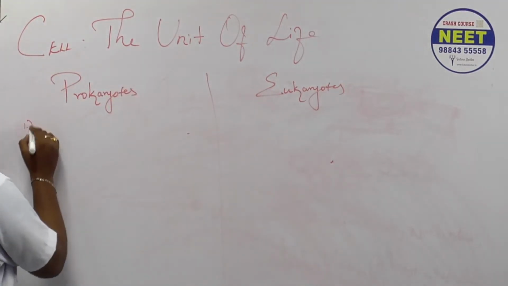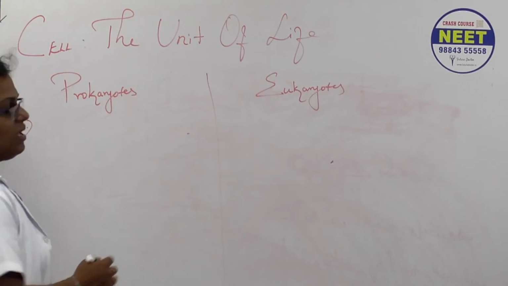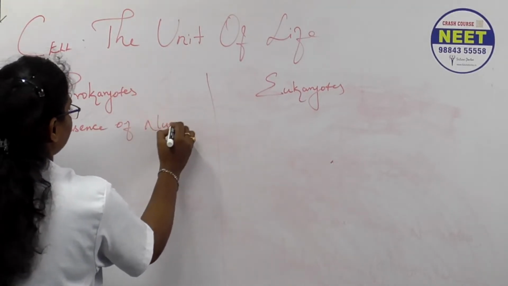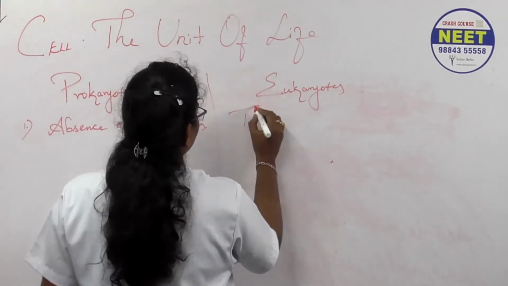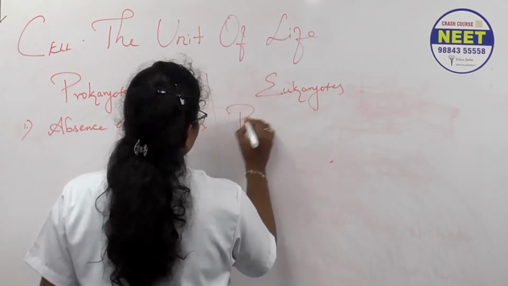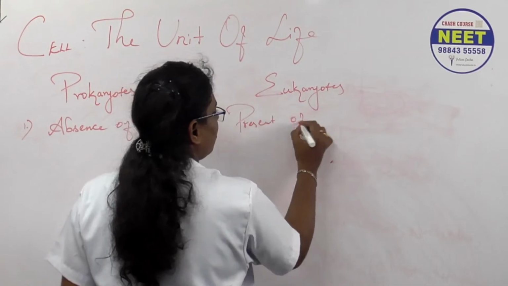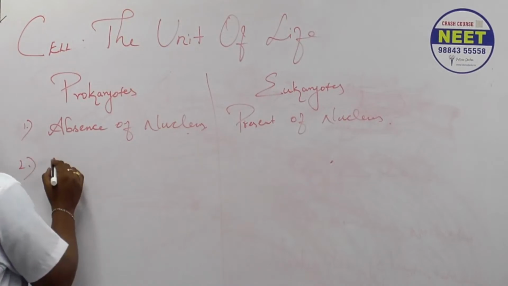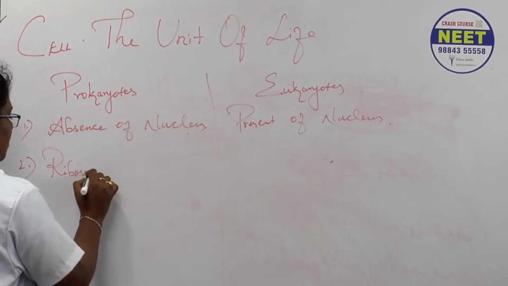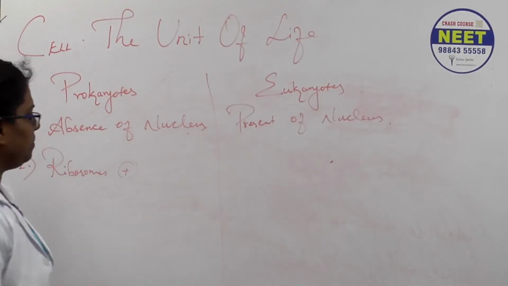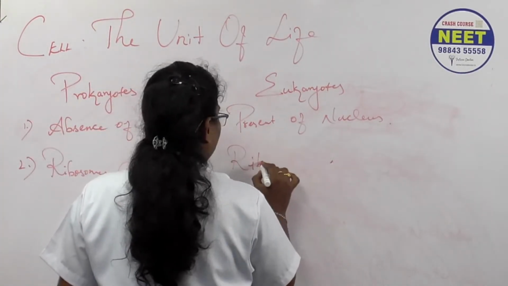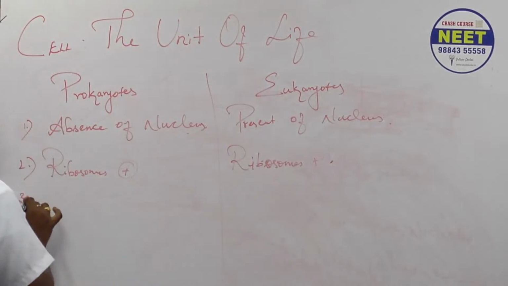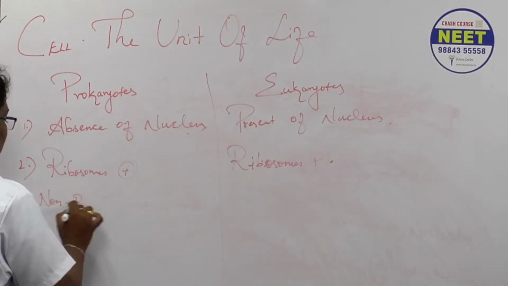So first point, absence of nucleus. Very good. Next, here presence of nucleus. Then second, ribosomes will be present. Ribosomes, here I am writing this symbol. So ribosomes present, here also ribosomes present. Then this is a non-membrane bound organelle.